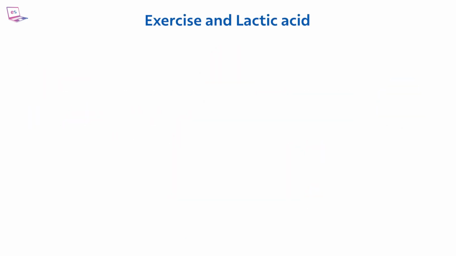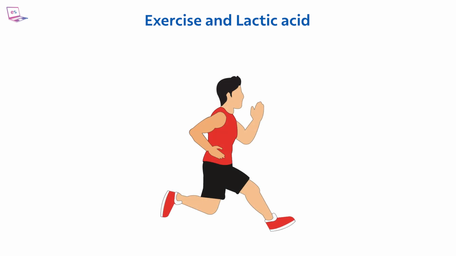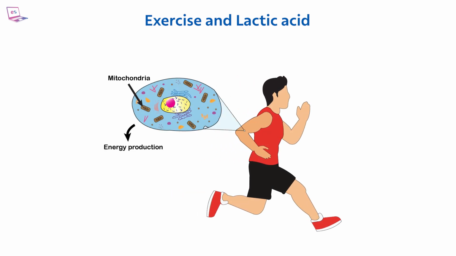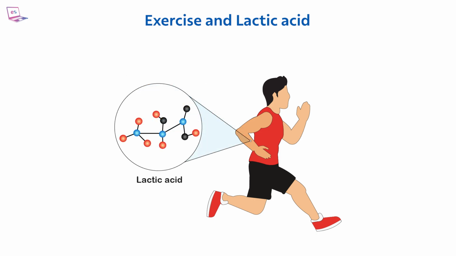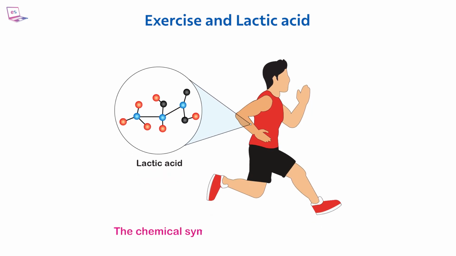Exercise and lactic acid. During exercise, the body requires more energy, which can be met by anaerobic respiration if oxygen is not sufficient. This leads to the production of lactic acid, which is a waste product formed during anaerobic respiration when glucose is broken down. The chemical symbol of lactic acid is C3H6O3.